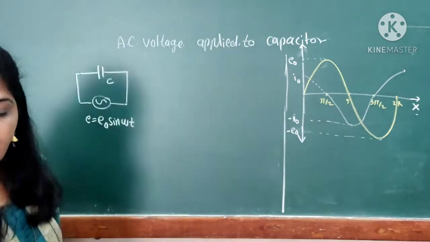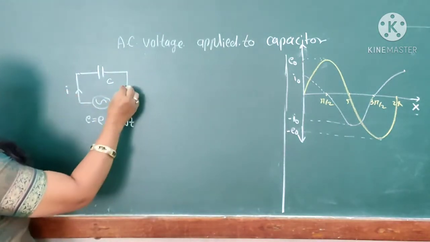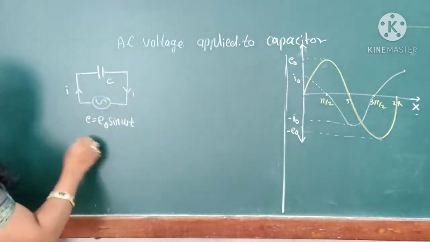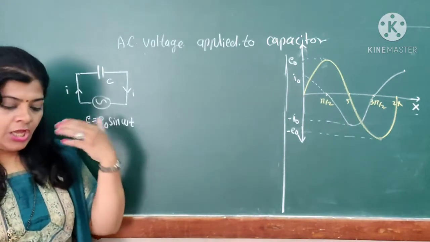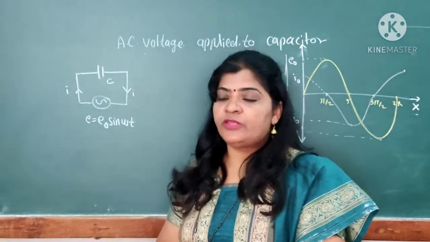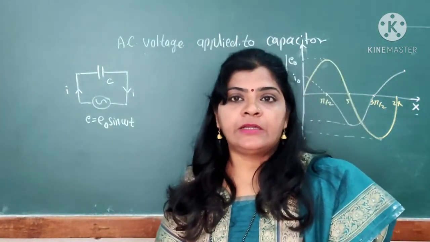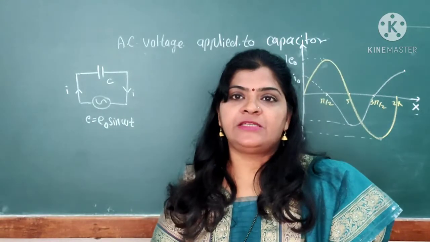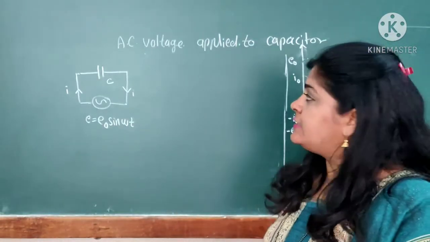The capacitor is represented by C, and the current flowing through it is I. In this purely capacitor circuit, the capacitor opposes the flow of alternating current, and that opposition to the flow of the current is nothing but the capacitive reactance. That derivation we are also learning in this concept.